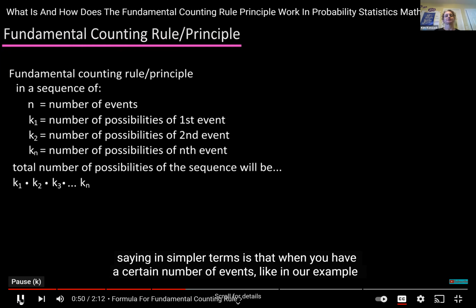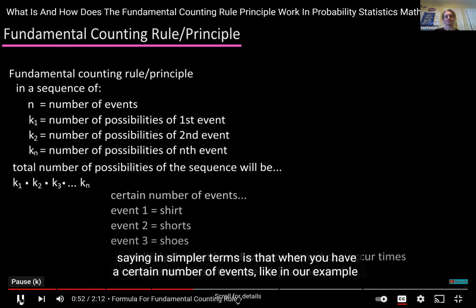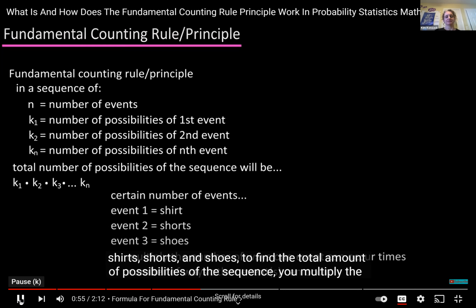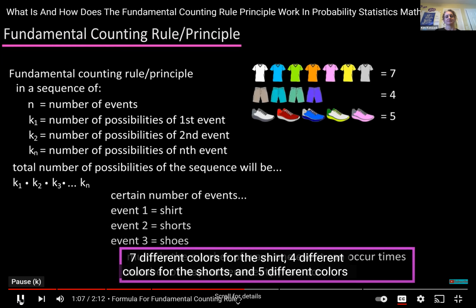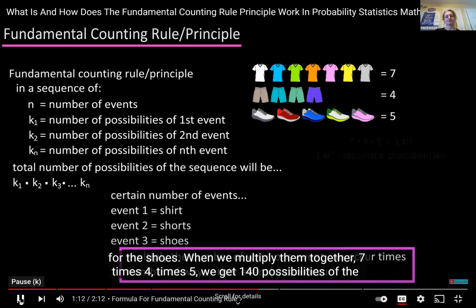What this is saying in simpler terms is that when you have a certain number of events, like in our example, shirts, shorts, and shoes, to find the total amount of possibilities of the sequence, you take the number of ways one event can occur times the number of ways the other events can occur. So 7 different colors for the shirt, 4 different colors for the shorts, and 5 different colors for the shoes. When we multiply them together, 7 times 4 times 5, we get 140 possibilities of the sequence.